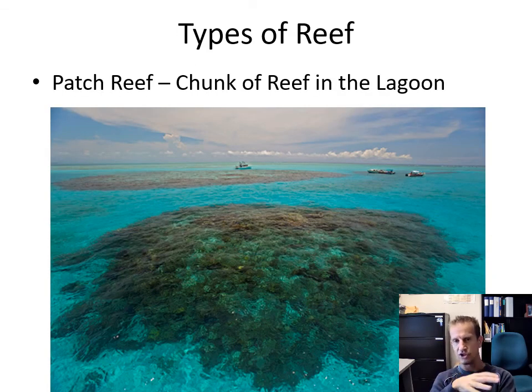I mentioned that there could be chunks of reef within the lagoon, and that's what we see here. This is a patch reef, just kind of a big mound of corals within the relatively protected waters of the lagoon. Patch reefs are a really nice place to snorkel because since they're in the lagoons, they tend to be in relatively sheltered water and shallow, so easy to snorkel on.